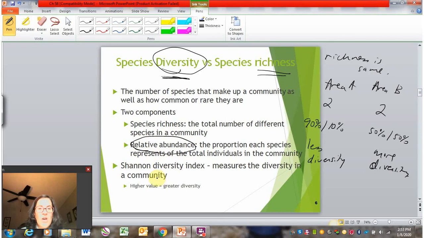Now, there's a lot of complicated ways to calculate this value. We won't get into those calculations. However, I'll just mention that there's something called the Shannon Diversity Index that measures the diversity in a community, and the higher value means that there's greater diversity in that community.